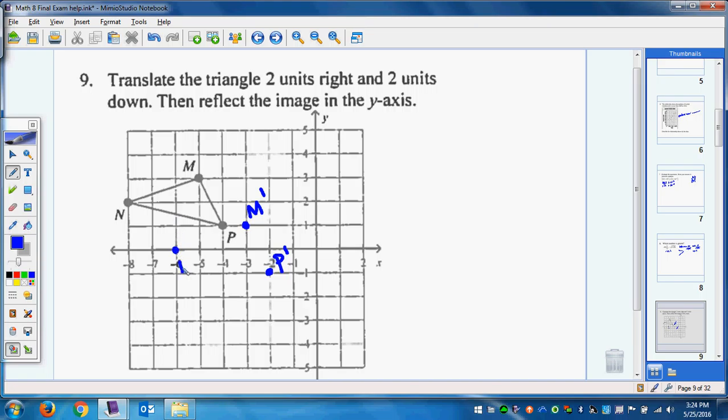This is N prime. But if you notice, that's not all that's required of me, because it says reflect the image in the y-axis. So the y-axis, it should really say across the y-axis. This is really when we just did our counting. Unfortunately, this grid they gave me is not really good for the counting, because the M has to count to the y-axis 1, 2, 3. Reflected on the other side 1, 2, 3. So that's going to be M double prime. I'll give you a moment to go ahead and try and reflect the P prime and the N prime.